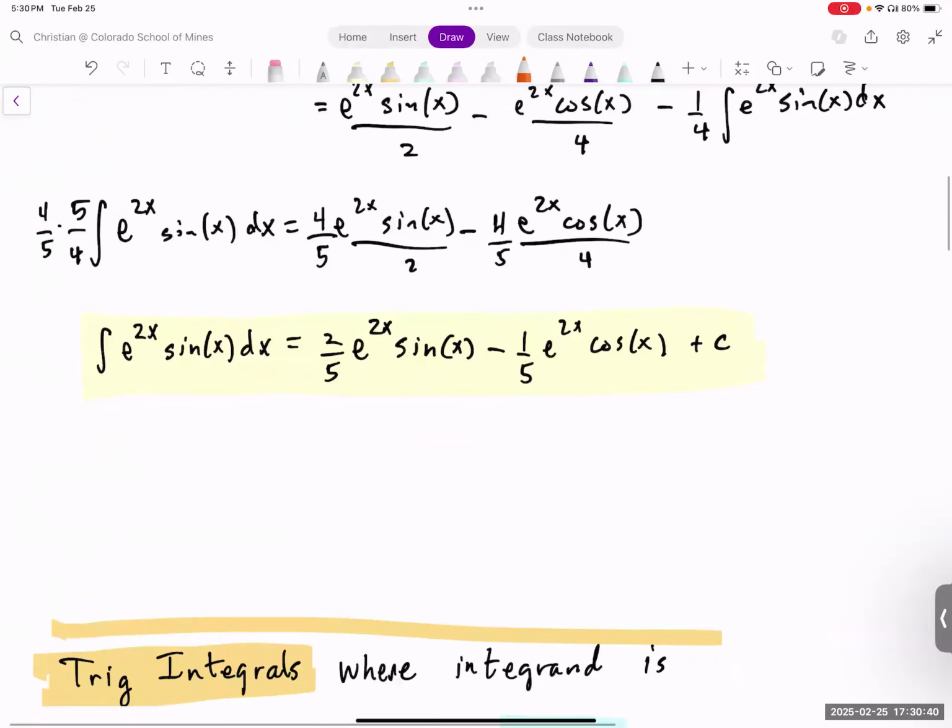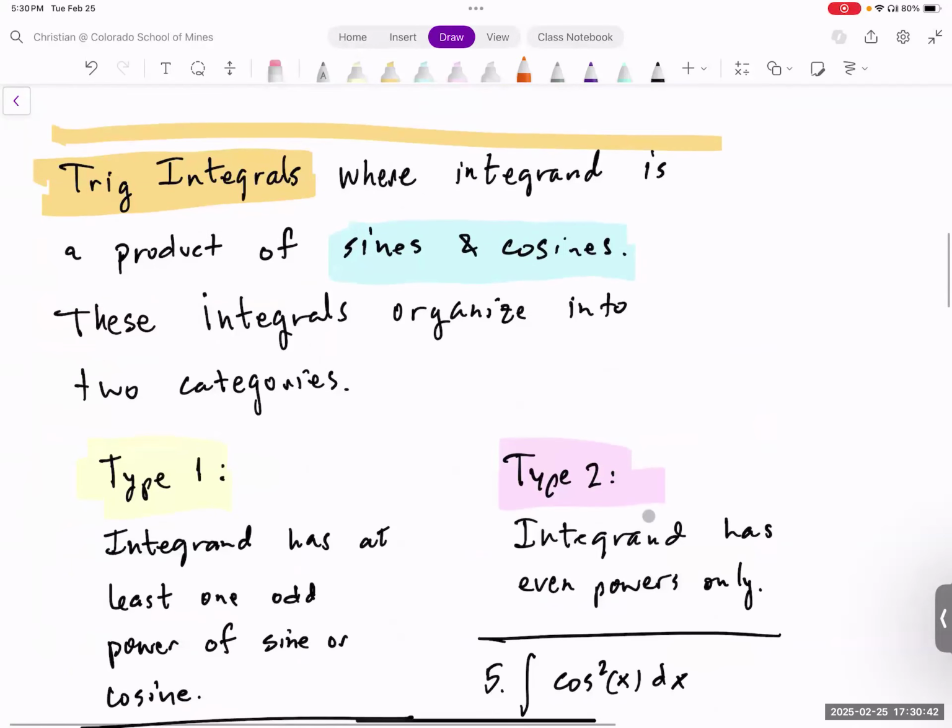Okay, so we're looking at trig integrals, specifically where the integrand is a product of sines and cosines. We're only going to look at sines and cosines today. Friday will be tangents and secants.